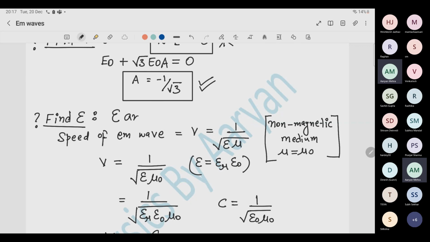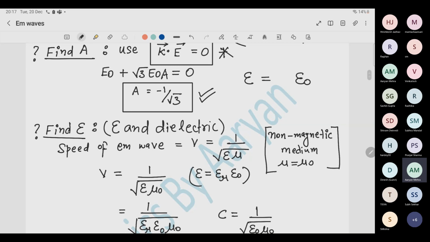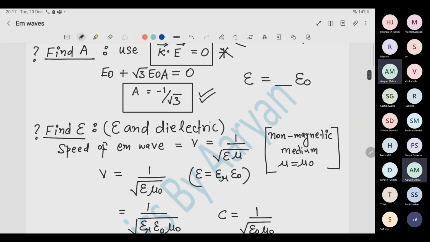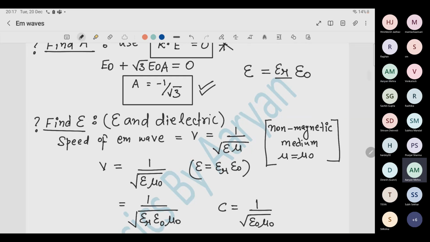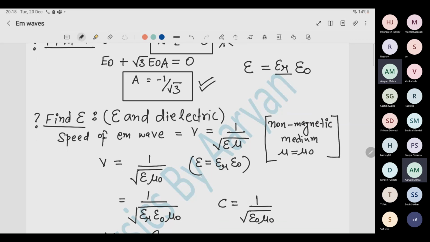Now number 2, why I picked find epsilon or dielectric constant. Epsilon and dielectric constant are very much connected, right? Can anyone give me the relation between epsilon and epsilon naught? What should I write here? Epsilon R. And what is epsilon R? Dielectric constant, right? So if I give you electric field, sometimes in the questions they ask you to find the dielectric constant or maybe epsilon also. So how do we actually find that?